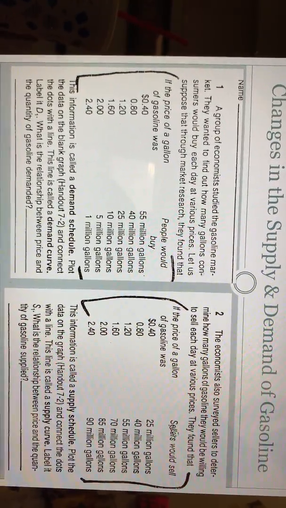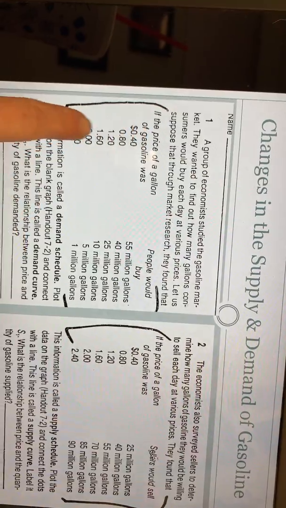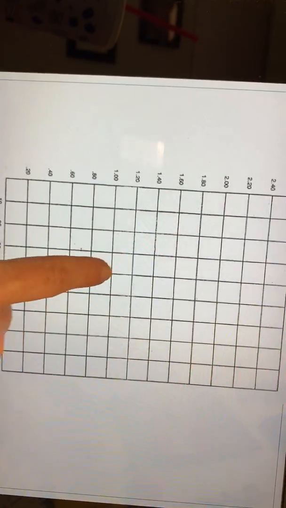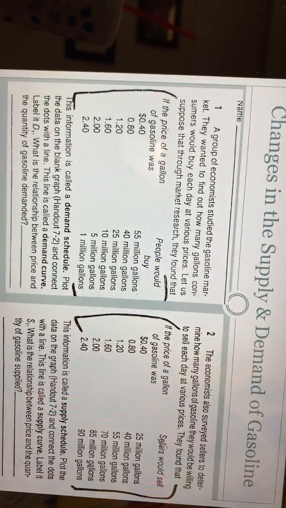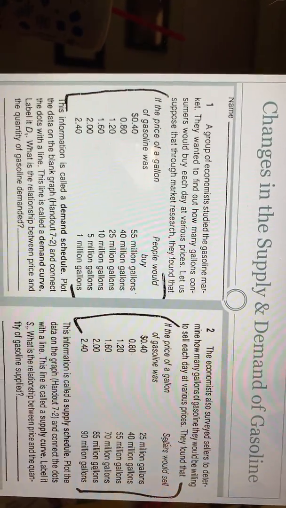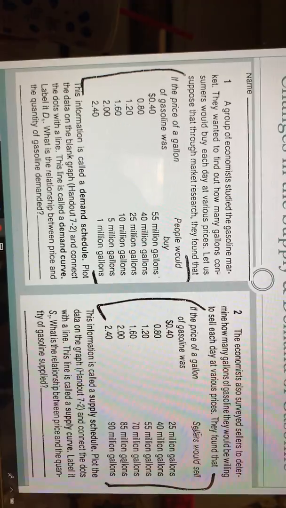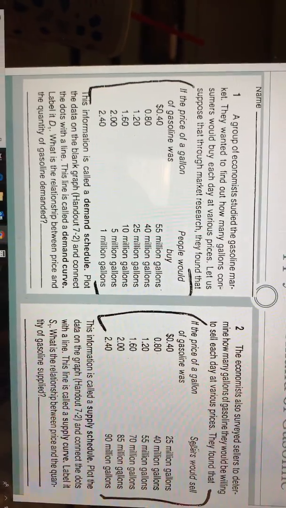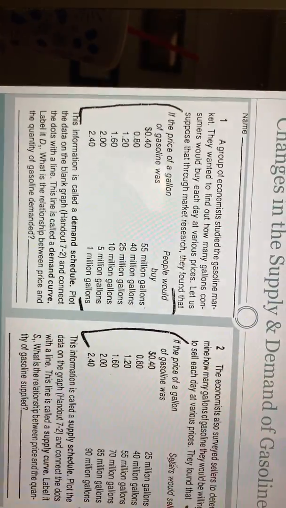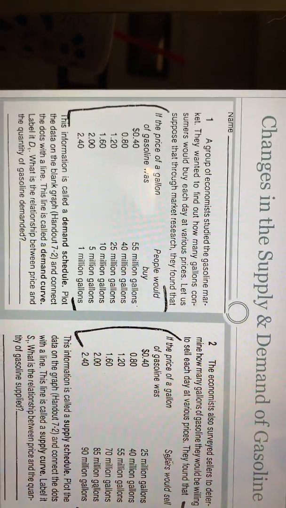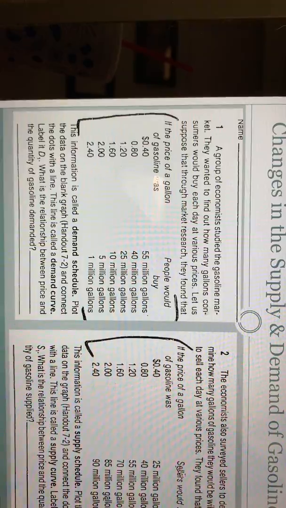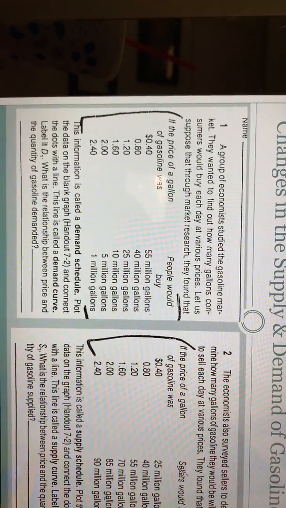So let's say that here's the price of gas, and this is the demand for gas. So on your paper, you're going to graph that just like we did before. This information is called the demand schedule. Plot this data on the blank graph that looks like this, okay? This line is called the demand curve, and you're going to label it with a D1, okay?